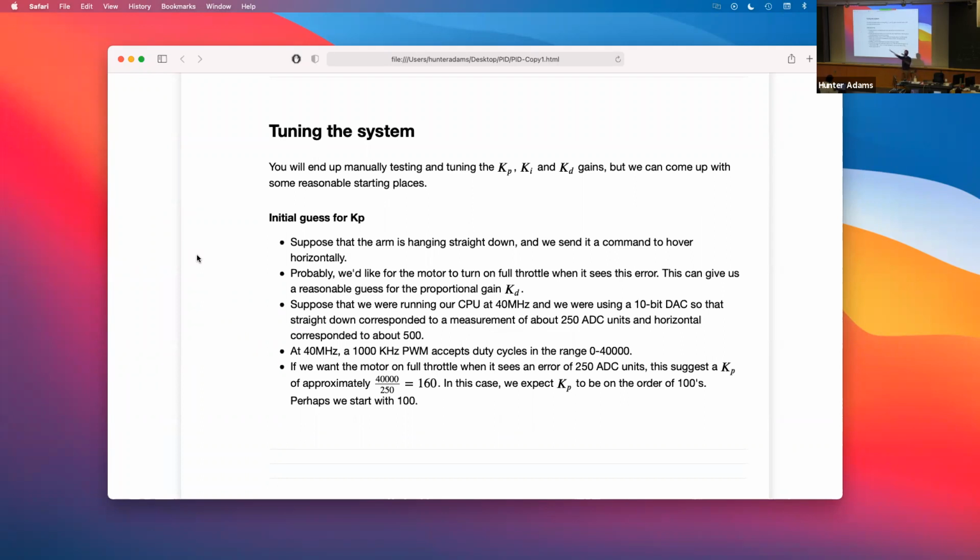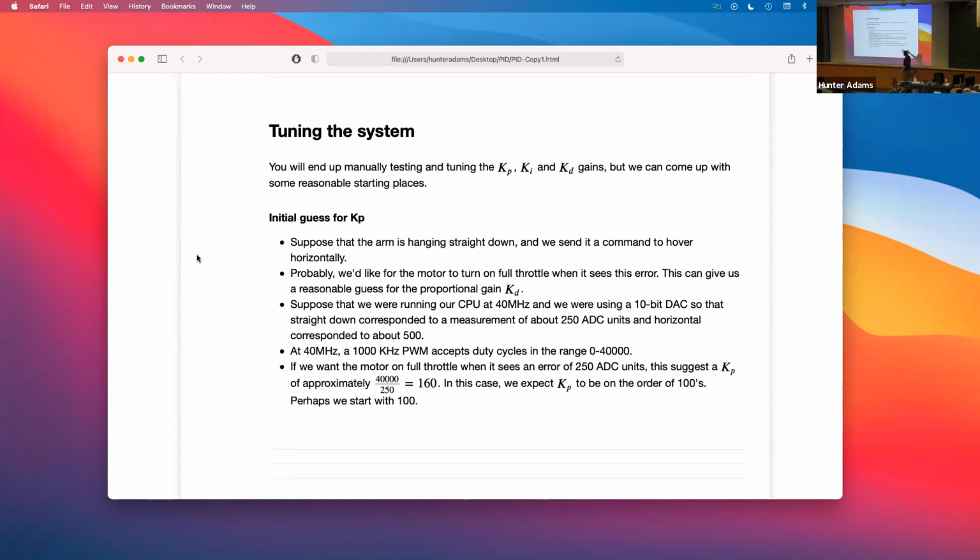Those of you that are still overclocked, you're not, right? But suppose that we are, and we're using a 10-bit ADC. When we're hanging straight down, we read the ADC. You can experiment with this, but you'll probably find an ADC measurement of something like 250 in ADC units. That's straight down, if you have the potentiometer in the correct orientation, which some of you don't, so just be careful of that. And you'll probably get about 500 when it's horizontal. So that's a difference of about 250 ADC units from here to here.